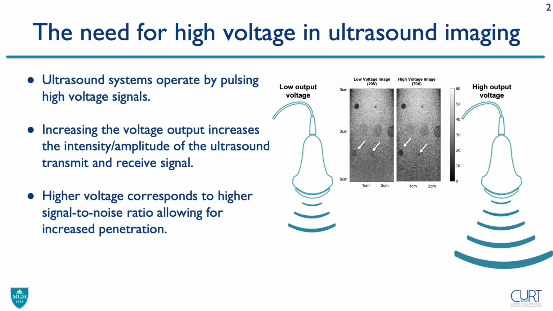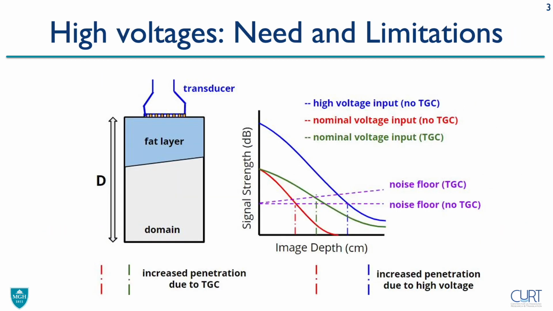This is demonstrated by the figure on the right, which shows a schematic of penetration depth for ultrasound signals with low and high voltage. The corresponding beamformed images were shown at a low voltage of 20 volts where hypoechoic cysts at around 5 centimeters are obscured by noise and depth-wise attenuation, while the high voltage image at 70 volts provides a clearer visual of the same hypoechoic cyst at the same depth.